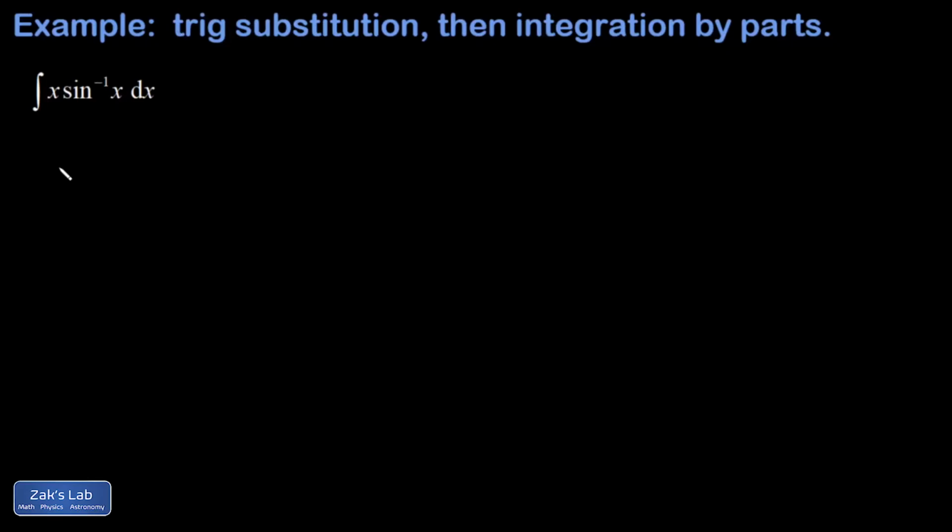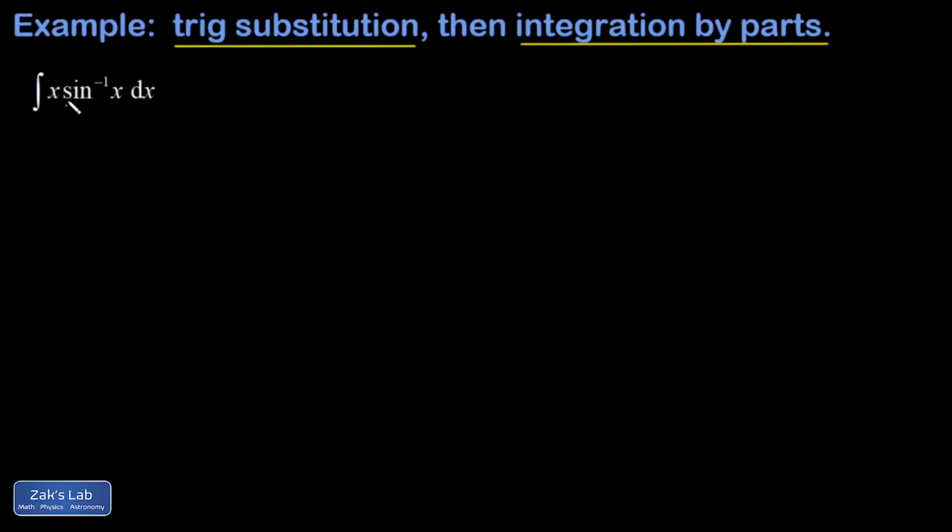In this video, we're trying to integrate x times the inverse sine of x. And this requires first a trig substitution, and then we end up in a situation that requires integration by parts. And along the way in that integration by parts, the trig identities get really intense. So this is kind of a two-star problem.